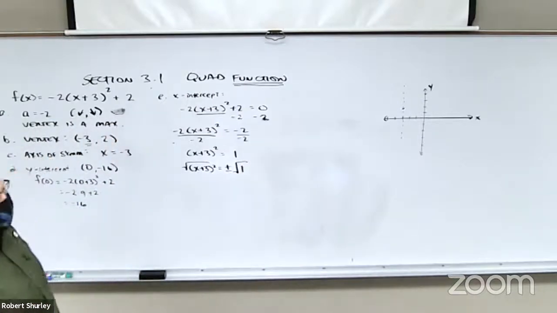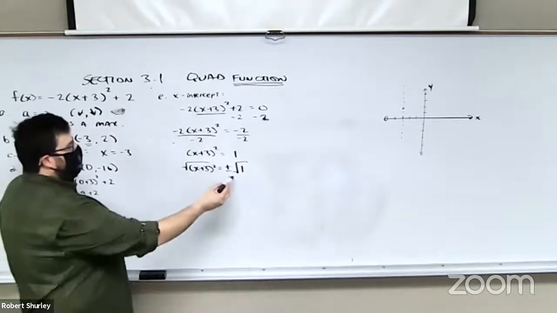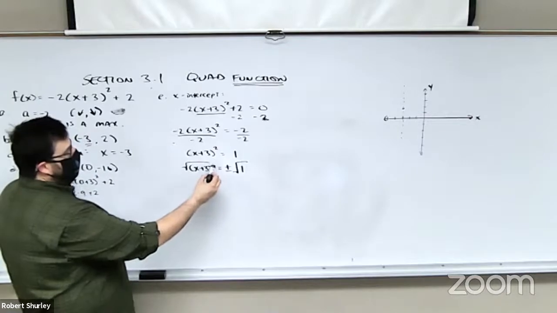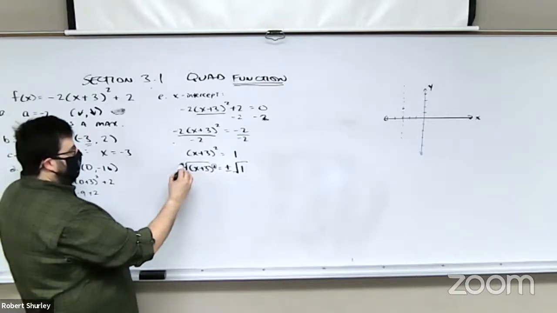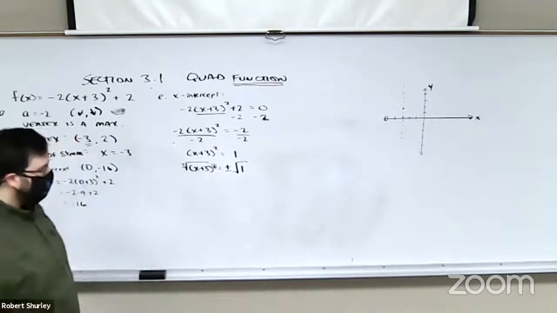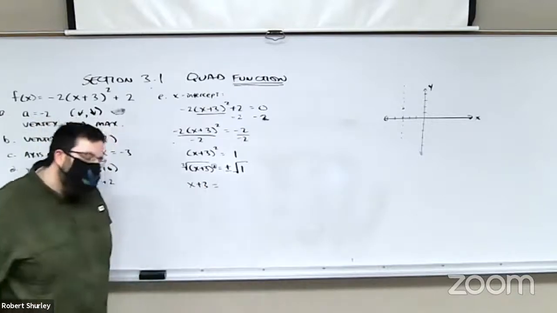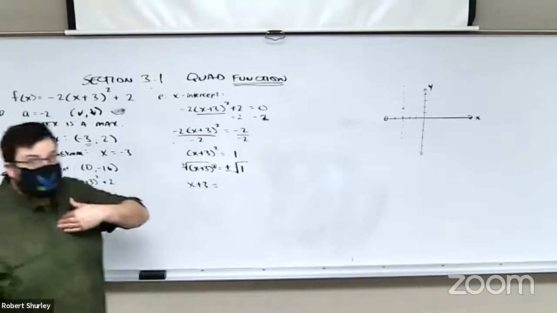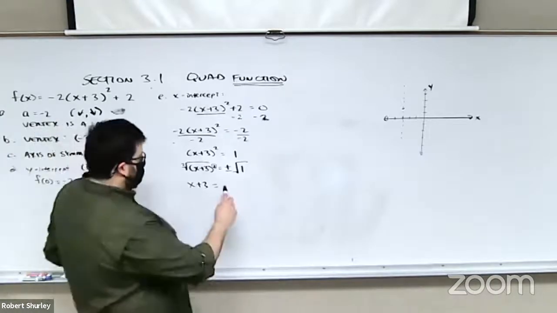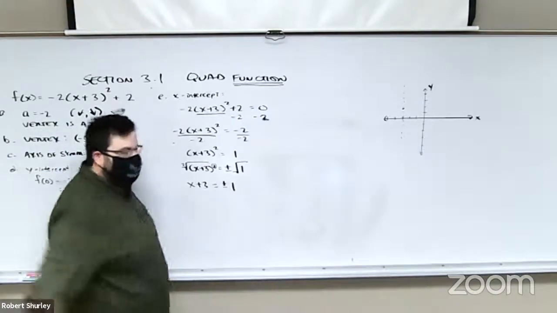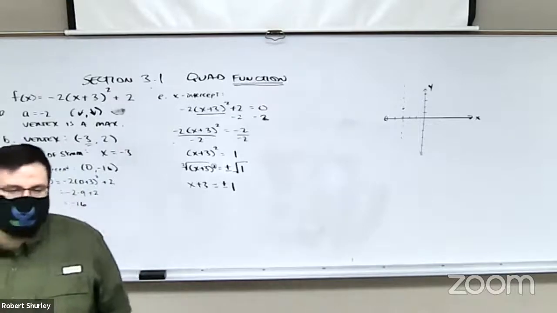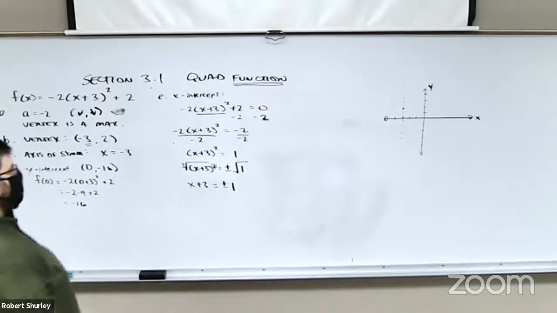Okay? We take the square root of both sides, right? And the goal is to get the squared to go away, right? It'll cancel. The root and the exponent will cancel. And on the left, you're left with x plus 3. But on the right, for this example, we're left with plus or minus 1, right? The square root of 1 is just 1. So we're left with plus or minus 1.